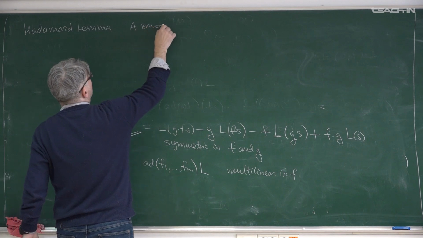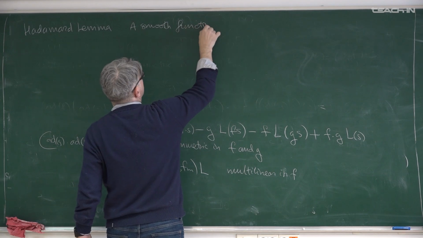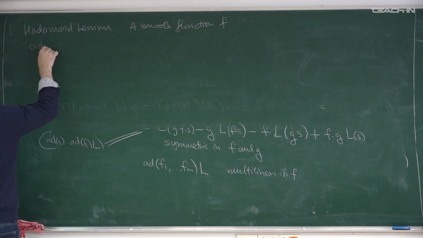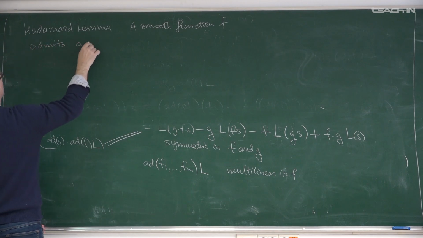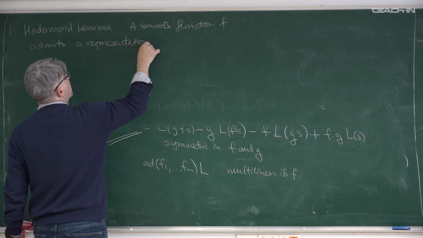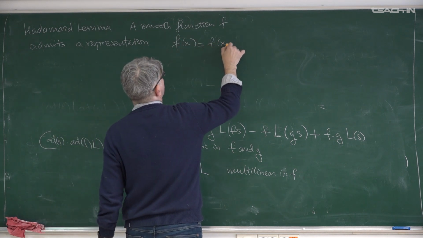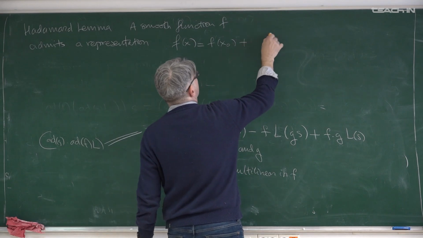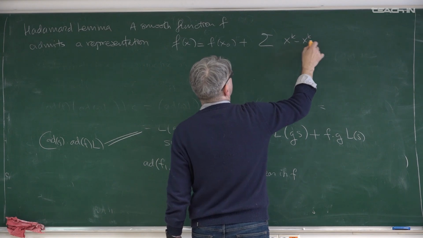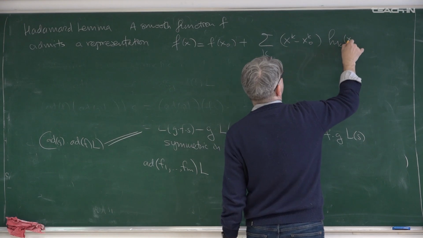A smooth function f admits a representation: f of x is equal to f of x0 plus the sum over k of (x_k minus x_k0) times h_k of x, where we have functions h_k of x.